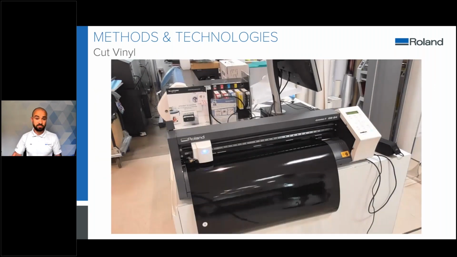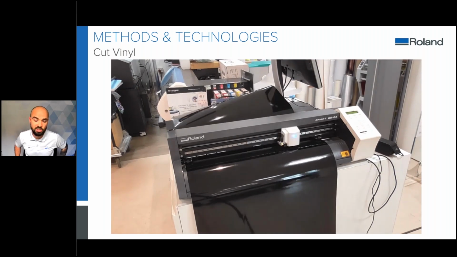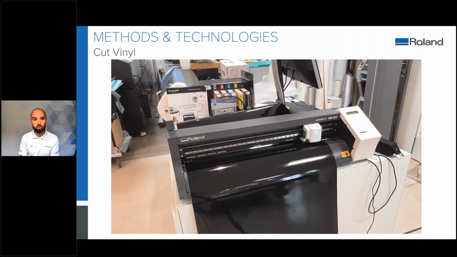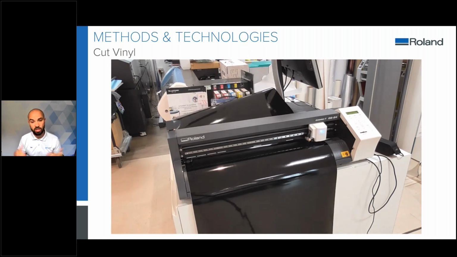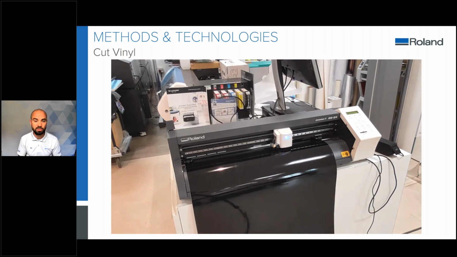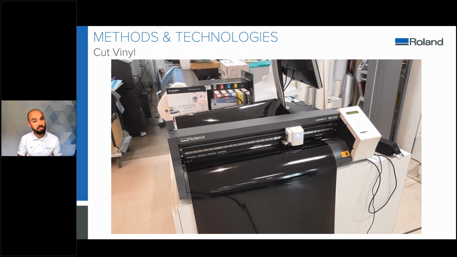So this is a video of the GS24. What I did was create a design which is kind of a half of a mandala for a wall graphic. And as you can see, you'll put your vinyl into the machine. As I said, you can go up to 24 inches. You can go smaller as well because you can move the pinch wheels. And the machine will go across and cut out your design.